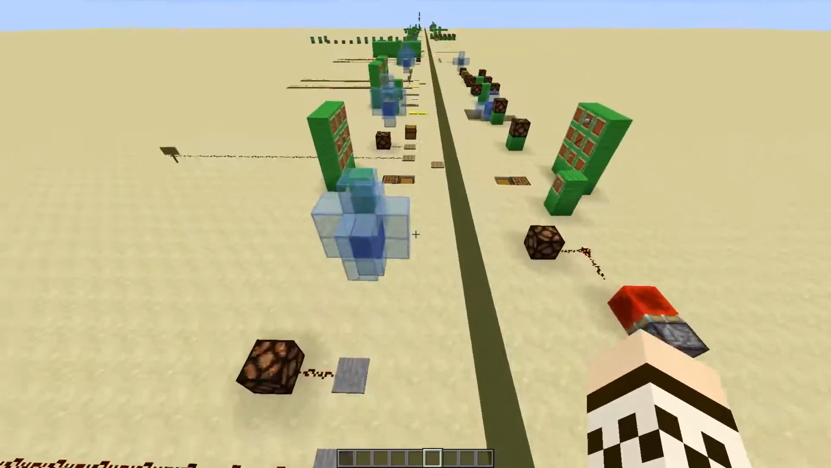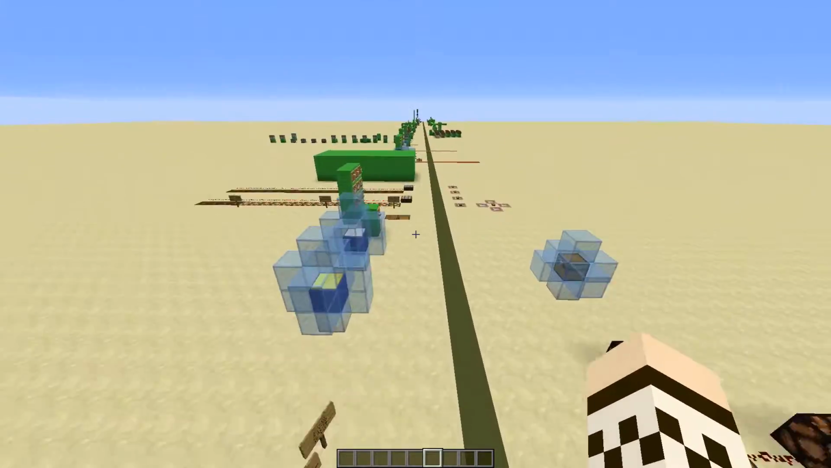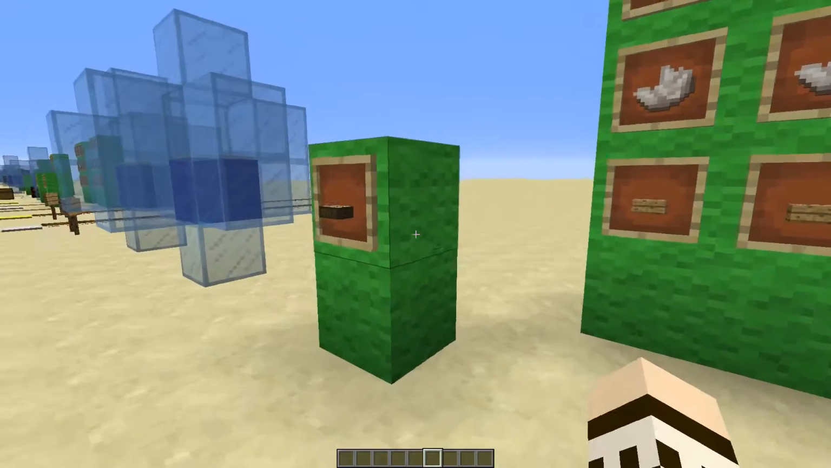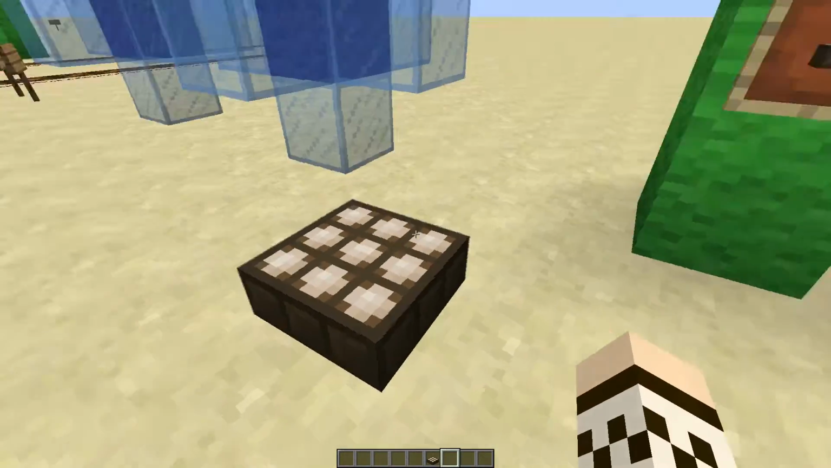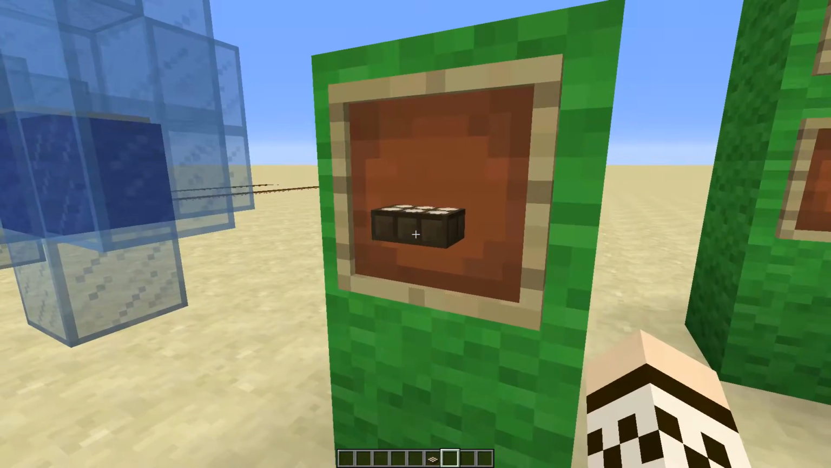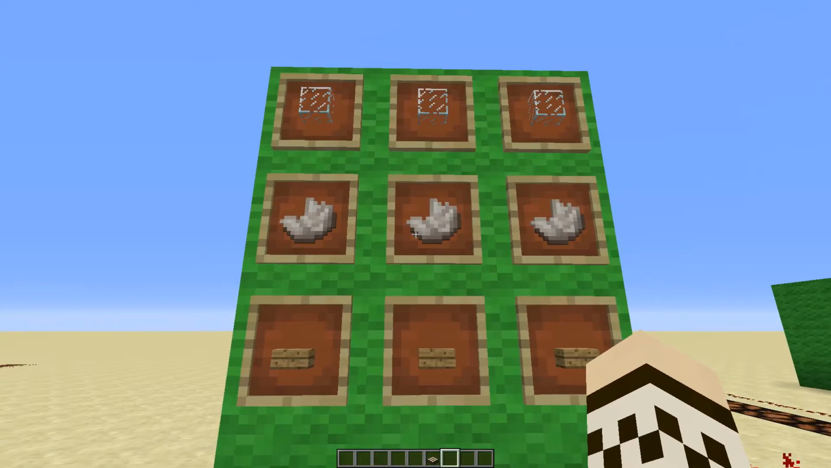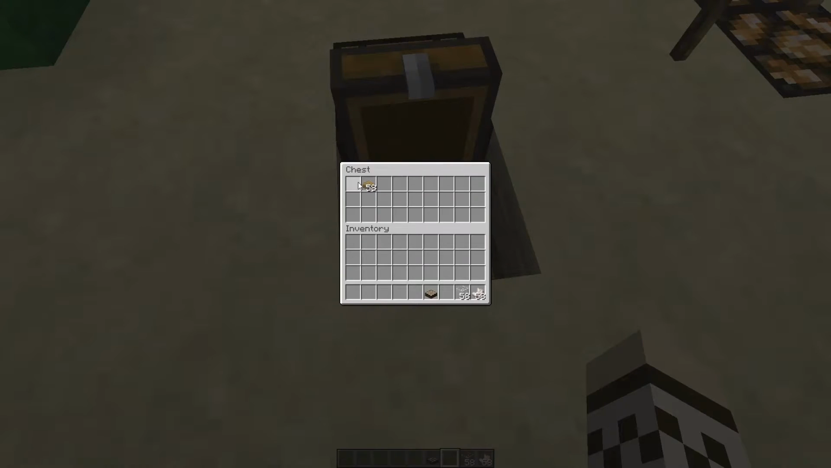Today, we're going to continue on with some inputs, and we're going to go past the pressure plates from last episode. Today, we are looking at the daylight sensor. Here's a daylight sensor in an item frame, and this is how you craft it in the crafting grid. Let's pick up some materials and quickly do that.